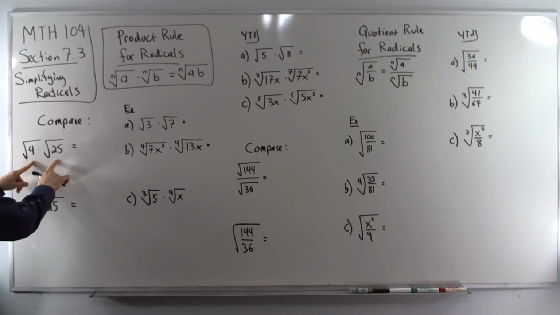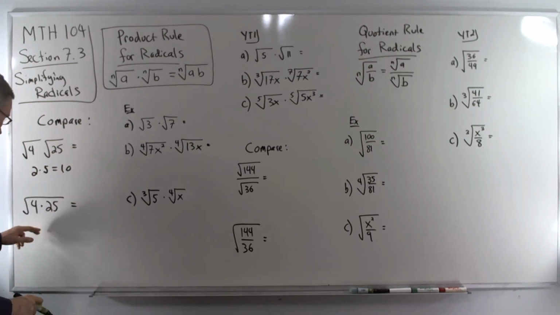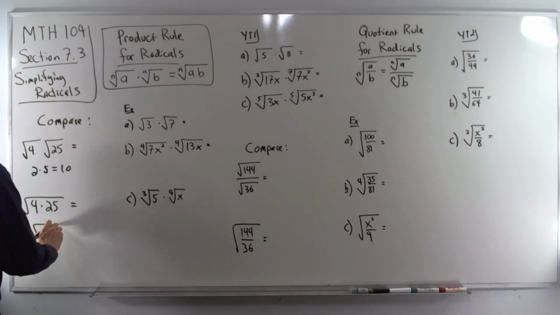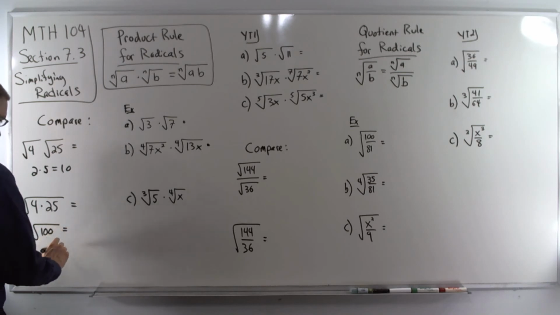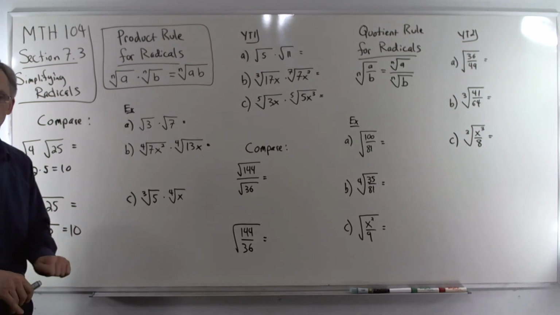So if you evaluate these individually, square root of 4 is 2, square root of 25 is 5. Multiply them out and we get 10. Now here, we're going to simplify underneath the radical first. So that turns into the square root of 4 times 25, which is 100. Take the square root, and we get 10. So we get the same answer either way.